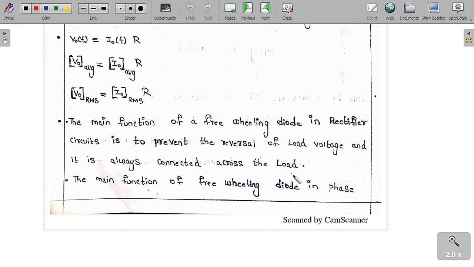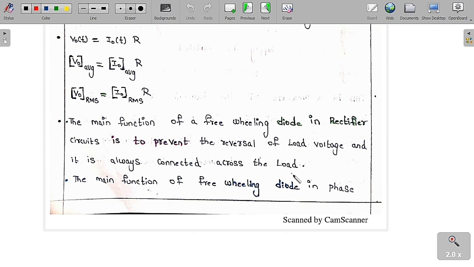Whenever the voltage tries to become negative, the freewheeling diode is going to conduct and make it zero. Therefore, the average value of the output voltage will increase. So the main function of a freewheeling diode in the rectifier circuit is to prevent the reversal of load voltage, and it is always connected across the load.